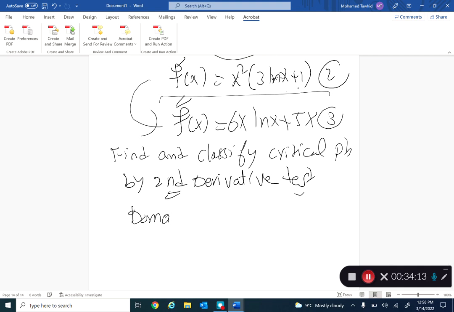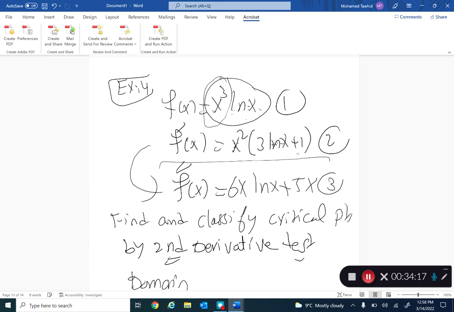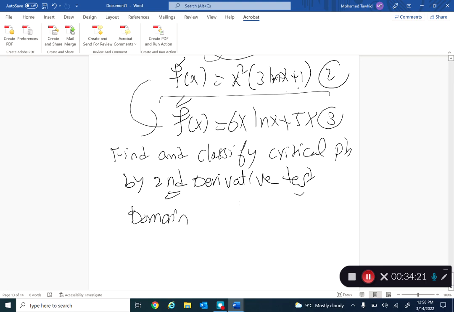Step number 1, I need to get the domain. What is the domain of this one here? x cubed is all real numbers, but what is the domain of ln x? You see, if you take log here, guys, log 0, you have an error. You can use technology here. Log of a negative number, negative 1, you have an error.